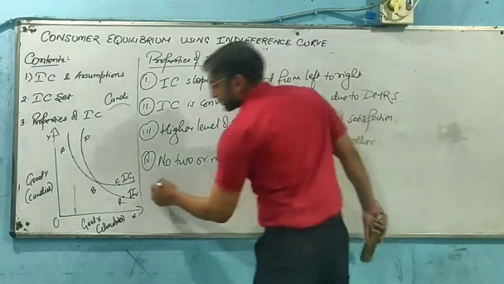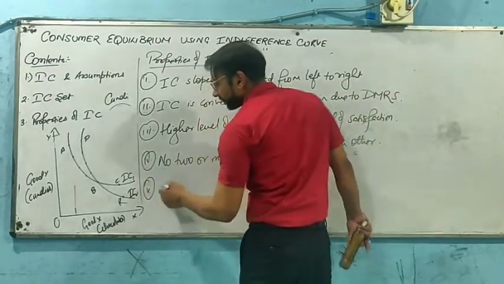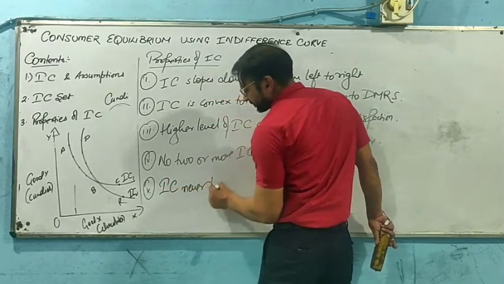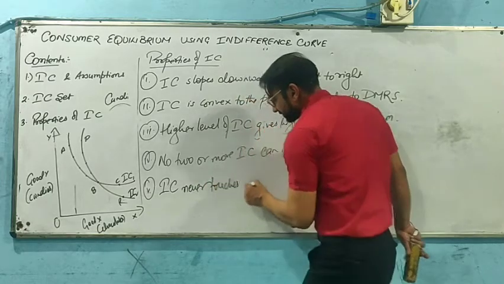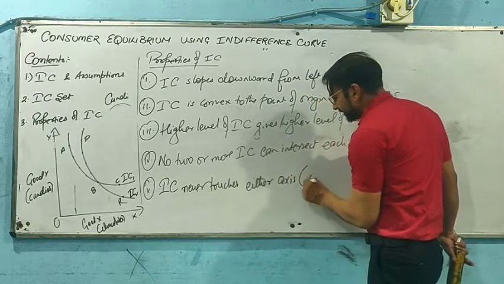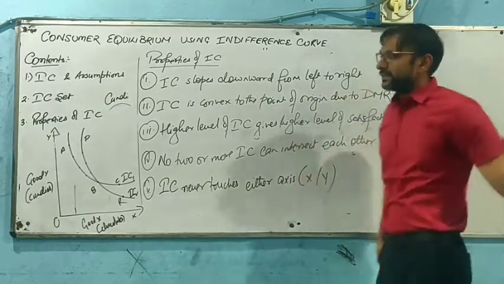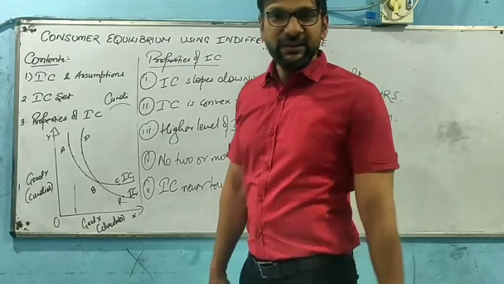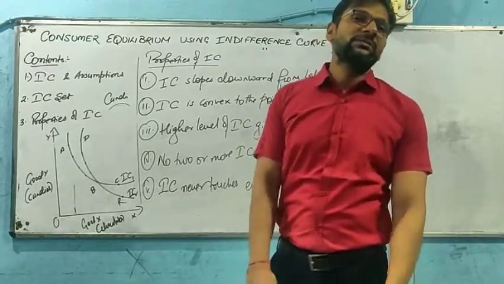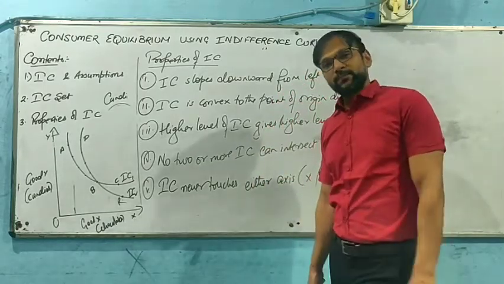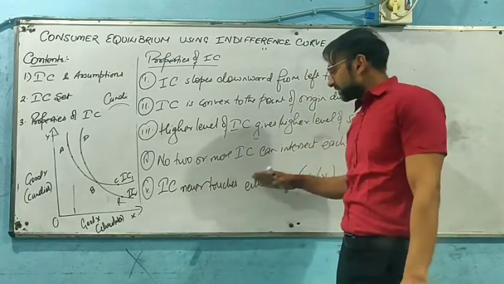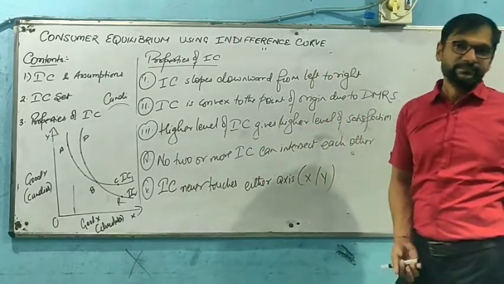Okay. Then next property, IC never touches either axis, say X or Y. It means as we need the consumption of both the goods, none of the goods consumption should be zero. If they will not be zero, IC never touches either X or Y.